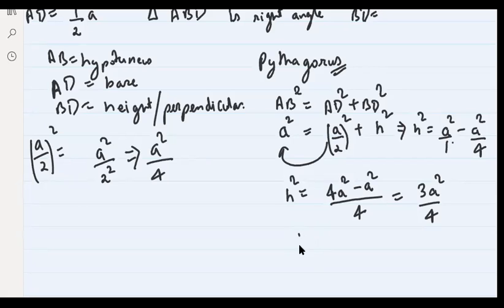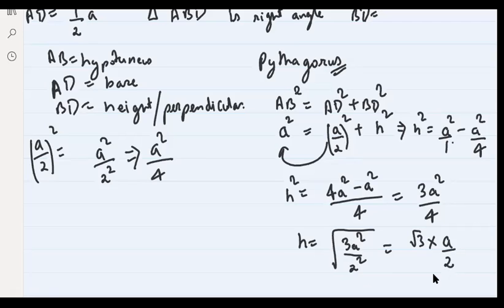So can I say that height h is equal to under root 3a squared by 2 squared, and a squared, sorry, my bad. The square will be cancelled out, right? The root will cancel the square, so we'll get what? Root 3 into a by 2.